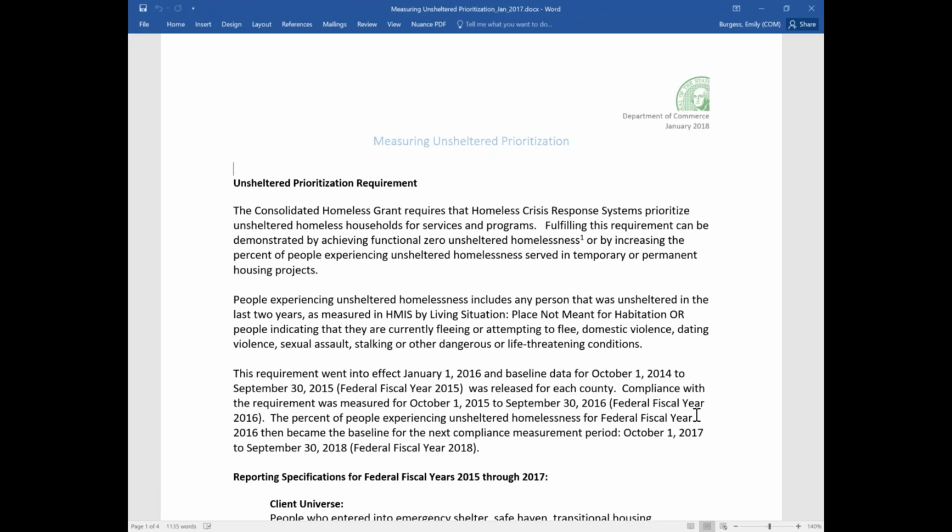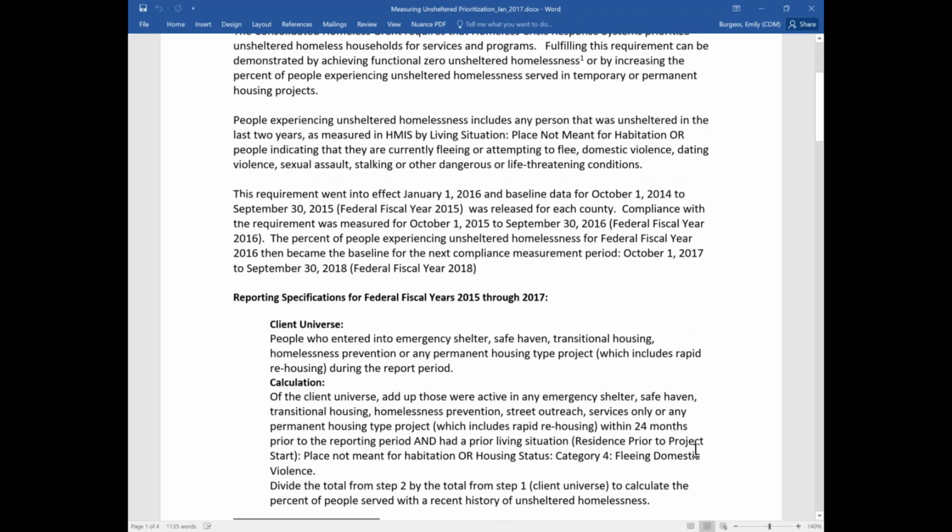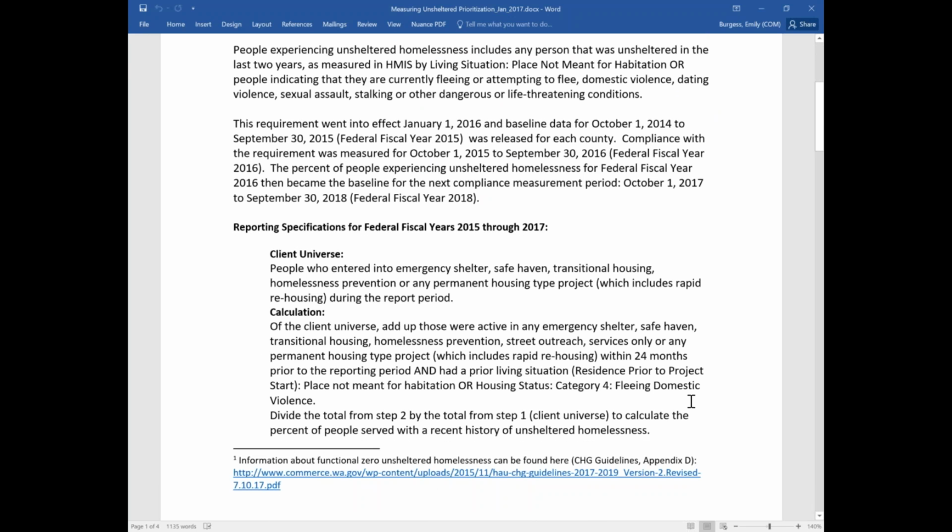So if you remember, when we look at the percentage of unsheltered entries, we're looking at people who had a history of unsheltered homelessness or fleeing domestic violence within the past 2 years. So there's a look back and a matching involved.